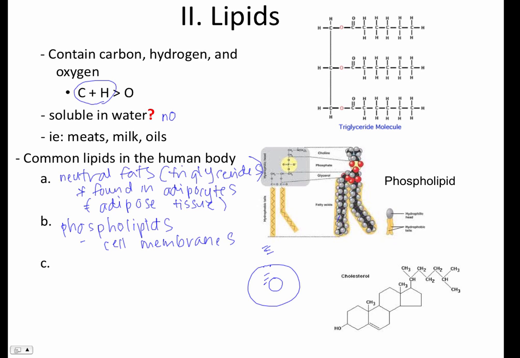Next one we have are steroids. Couple of examples of steroids that we have within our body. Okay, so we have vitamin D, cholesterol, hormones. Vitamin D is needed to help store your calcium. And cholesterol isn't always that bad because there's some good cholesterol which we need for our cell membrane.